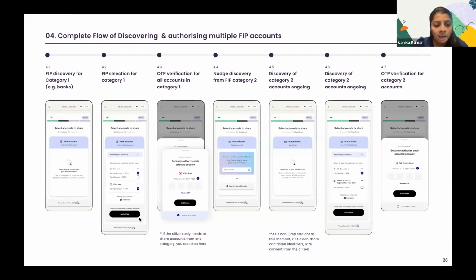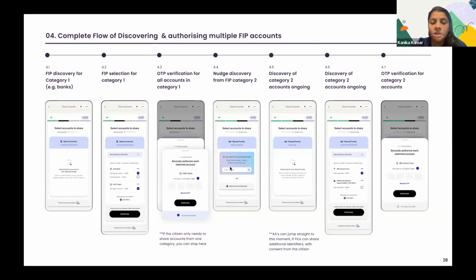Clearly highlighting in the call to action that this is an authorization moment and not a sharing moment, which means that it is a decision-making moment. And in the OTPs, having a counter for the OTP so that they know how many are left. And then moving into the next category.